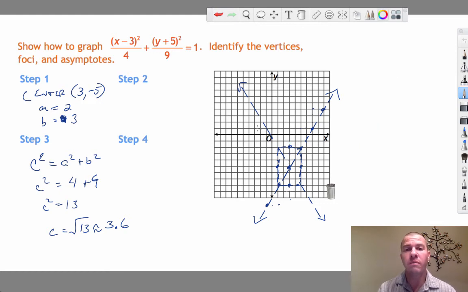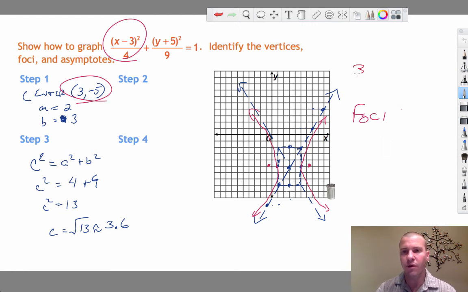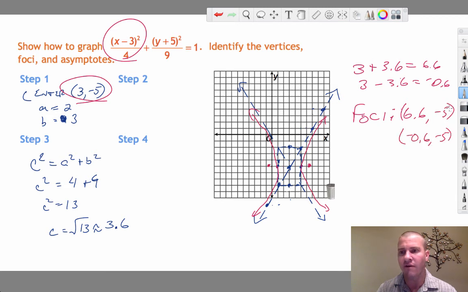Remember this is horizontal, so it's going in the x direction, 3.6 in both directions. And then my graph goes like this around those foci. To find the foci, I'm taking the center, and because I went in the x direction, I'm adding that 3.6 to the x and subtracting it from the x. So I get 3 plus 3.6 and 3 minus 3.6. This one becomes 6.6 and this one becomes negative 0.6. So my foci are at 6.6, negative 5, and negative 0.6, negative 5. The y value stays the same as the center.